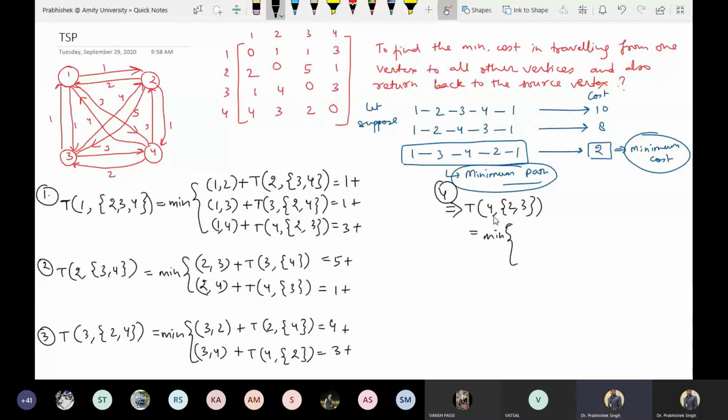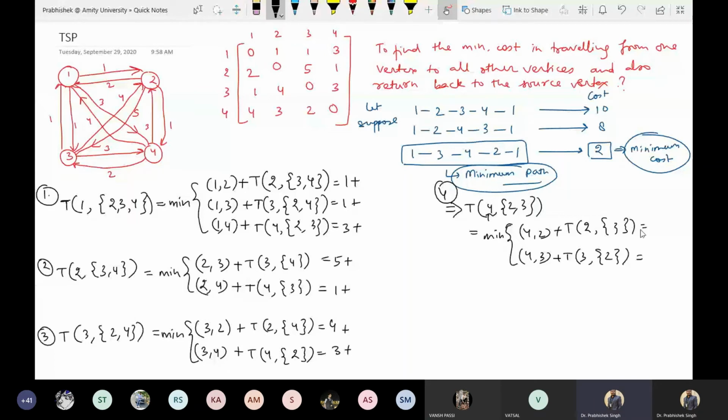We are standing right now at 4. What options are available with us? We can go from 4 to 2 and we can also go from 4 to 3. Let's suppose I have taken the path 4 to 2. So I am standing at 2, and the option left with us is only 3. And suppose I have taken the path 4 to 3. Where am I standing right now? 3. What is left? 2. See, it is very easy.